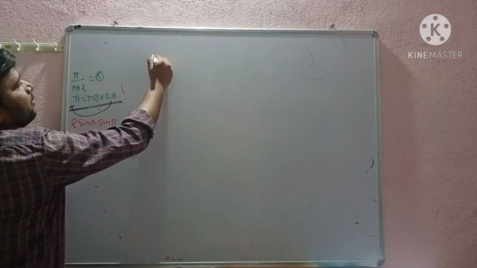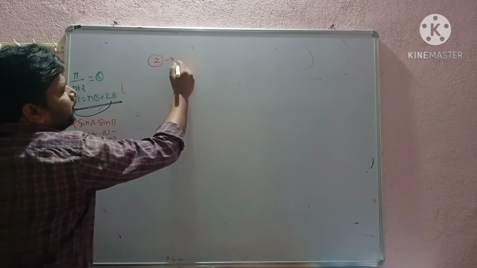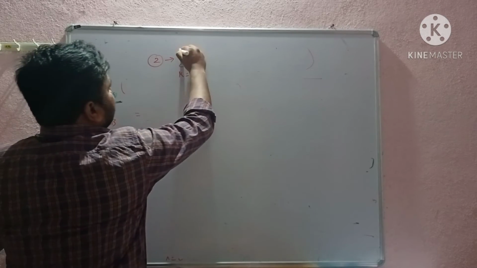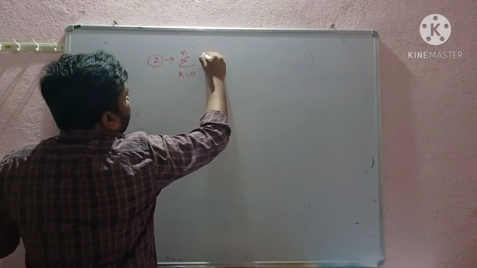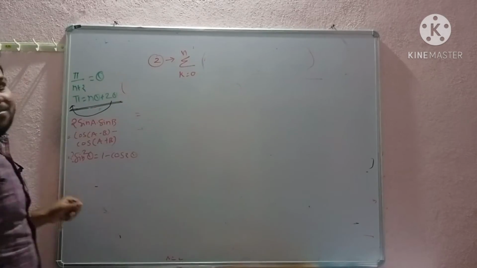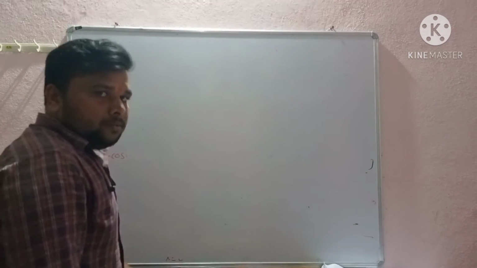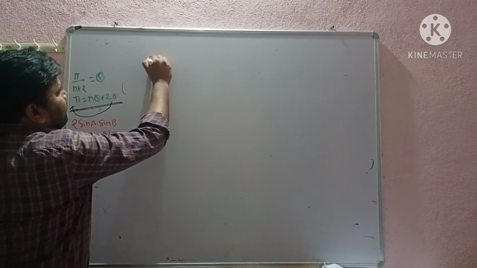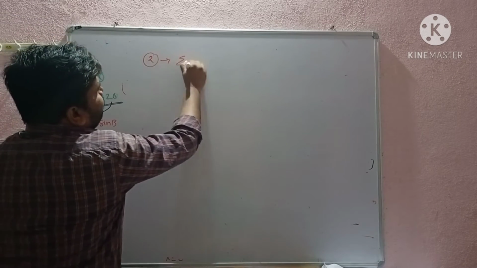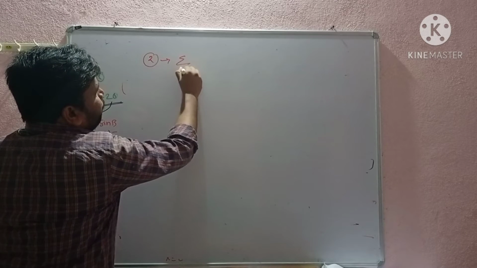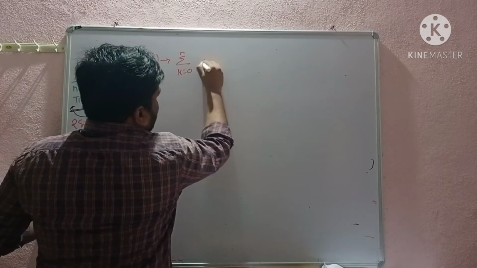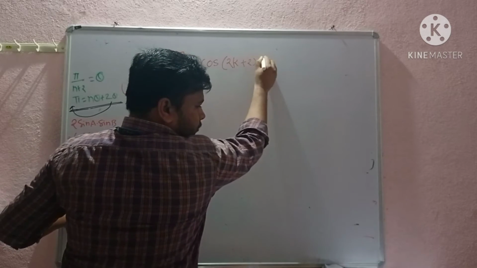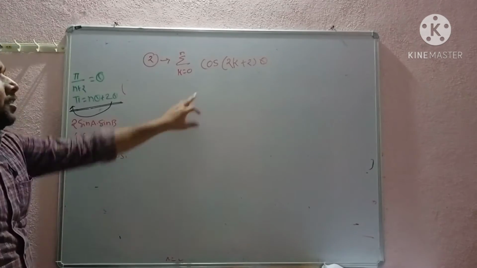So what is the summation equation of the denominator? Summation k is equal to 0 to n. Stop. Now we know the denominator term. Let us write here: is equal to summation k is equal to 0 to n cos (2k plus 2) theta. Okay, this is the denominator term.